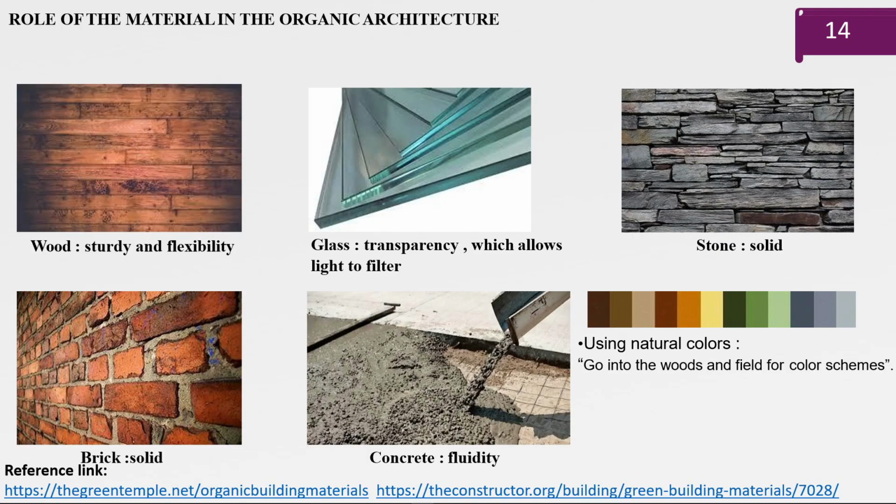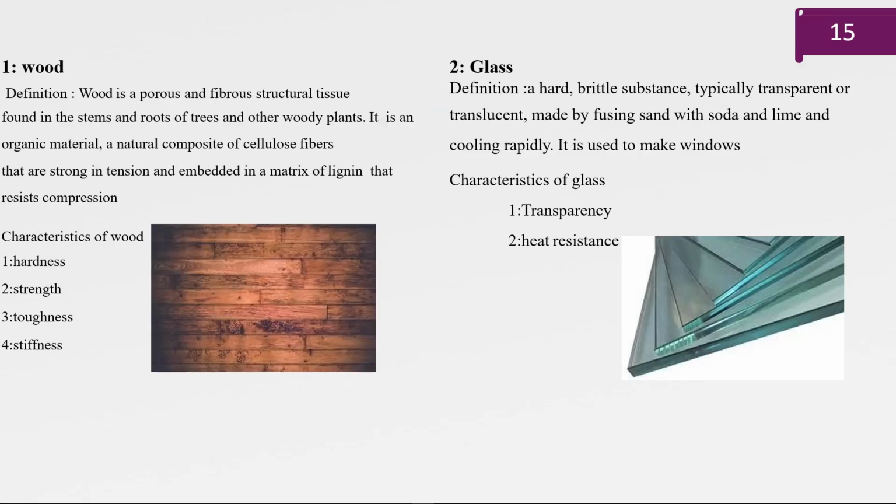The famous materials in organic architecture. It's all about using materials from nature. We can say stone, glass, wood, bricks and concrete. These are some of the most famous, as well as using colors from nature. Here it's a general explanation about these materials and why they are good.